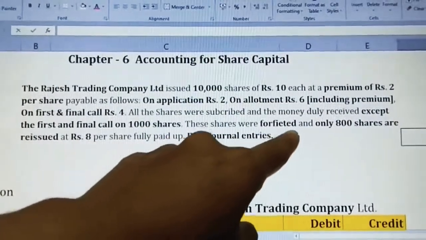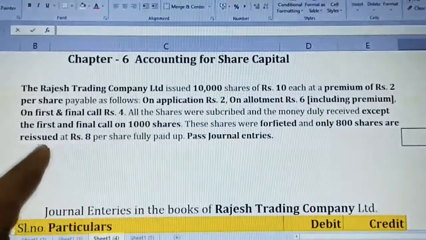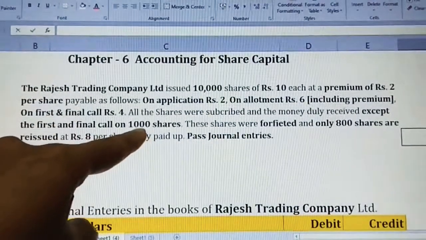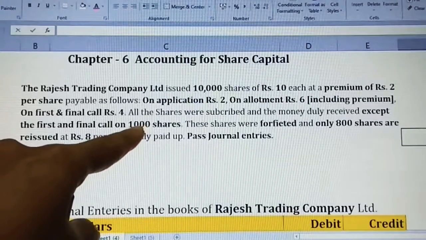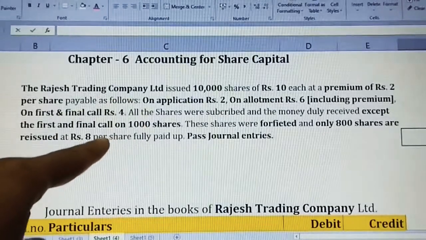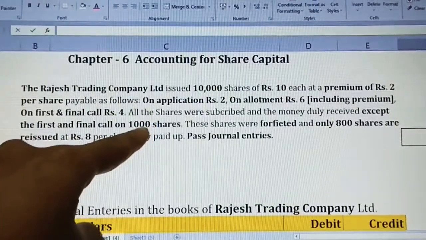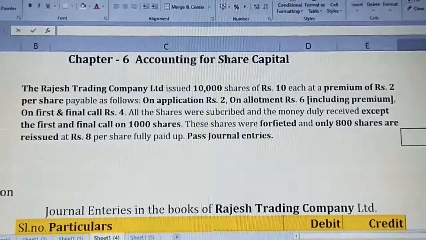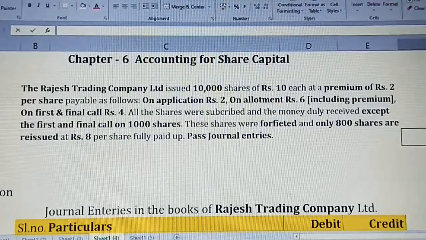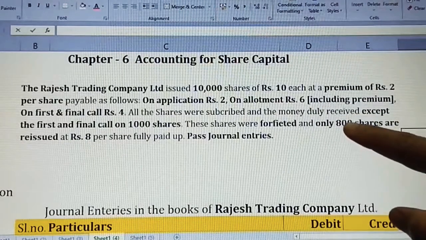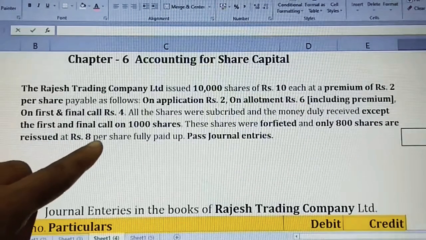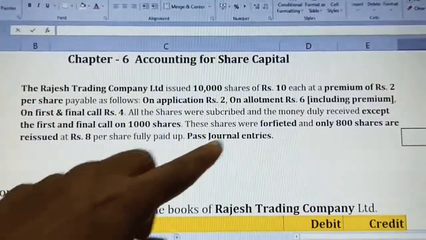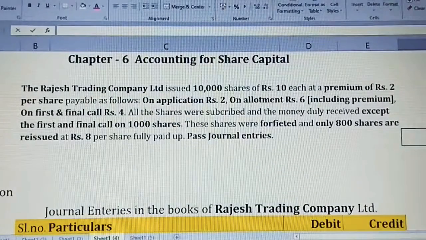These shares were forfeited and only 800 shares are reissued. See, in the calls in arrears, one shareholder failed to pay 1,000. They have cancelled it. The cancellation entry has no change, it is the same. But in the reissue entry, the share count will differ. Instead of taking 1,000, so far we used to take... entry 7 and 8 will have the same calculations, but here it is going to differ. Instead of 1,000, the reissue share will be for 800. Okay, so let us observe. It is reissued at rupees 8 per share, fully paid up. Pass the journal entry. So let us see how actually we are going to do this.